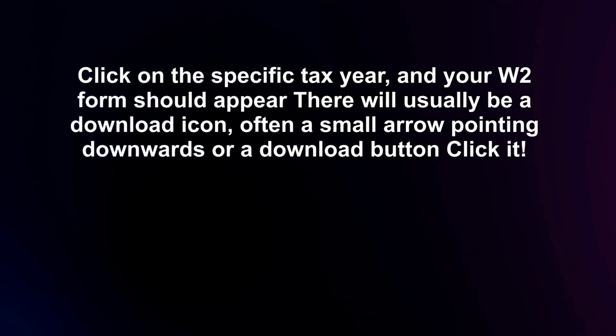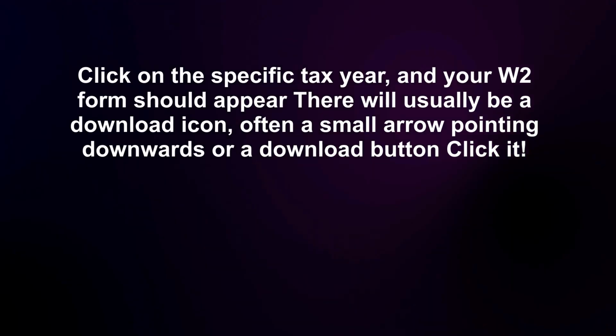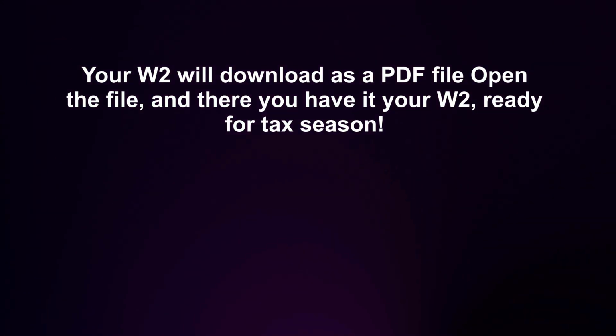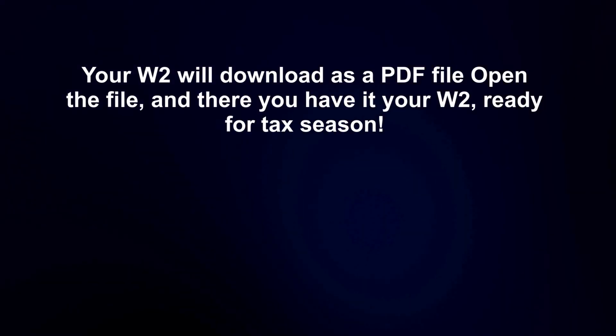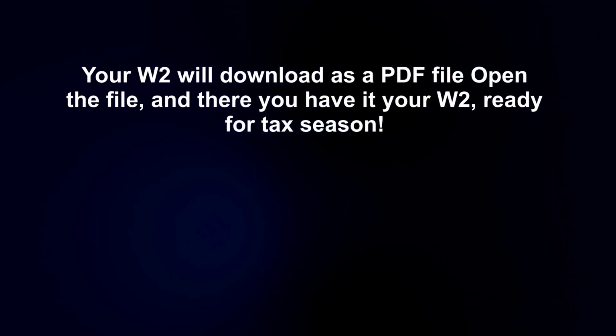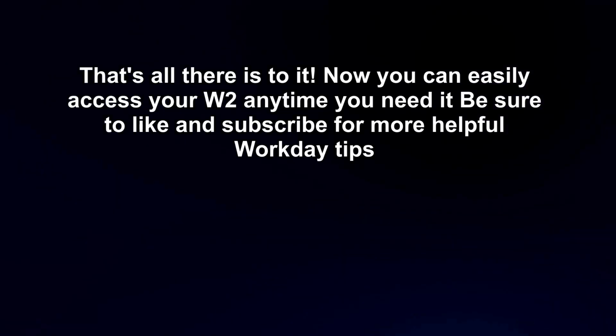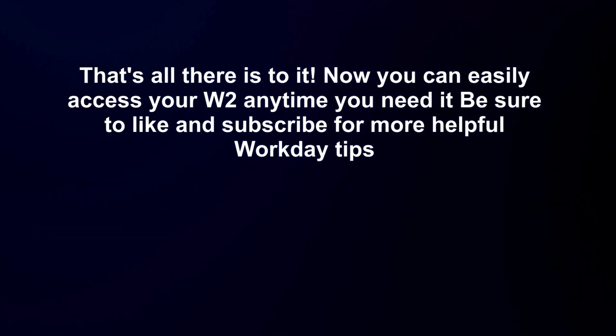There will usually be a download icon, often a small arrow pointing downwards, or a download button. Click it. Your W-2 will download as a PDF file. Open the file, and there you have it, your W-2, ready for tax season. That's all there is to it. Now you can easily access your W-2 anytime you need it.